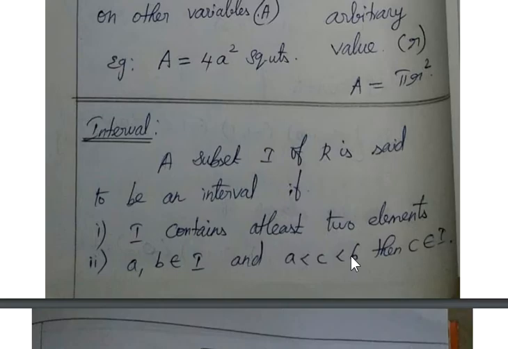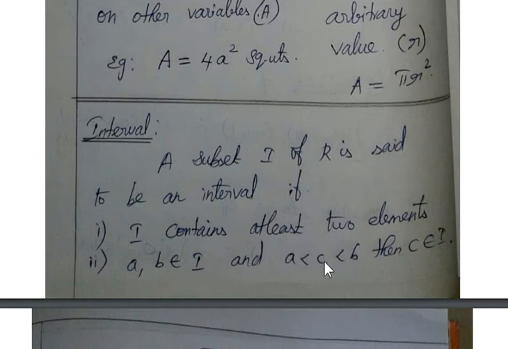Next one is interval. Interval means we must have a starting point as well as an ending point. A subset I of R, the real number line, is said to be an interval if I contains at least two elements. At least two elements, like from 2 o'clock to 4 o'clock, from Monday to Saturday. At least two elements we need to form an interval. So a, b belong to I. That means some time interval is there.